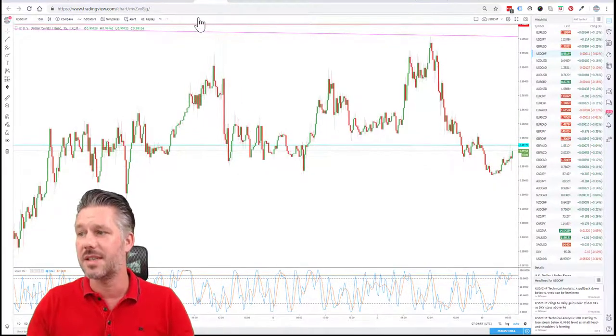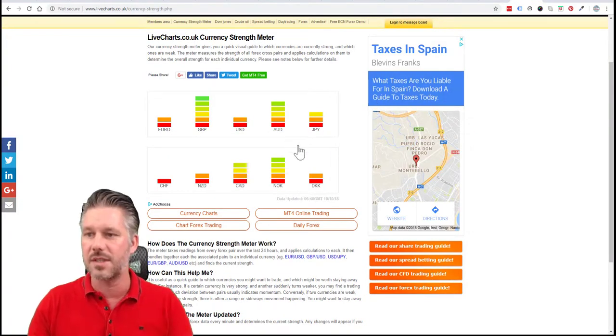It's the same story with the USD CHF. In fact, this did break slightly, but now it's going back up. And if we use the currency strength meter, we can see Swiss franc actually very weak at the moment.